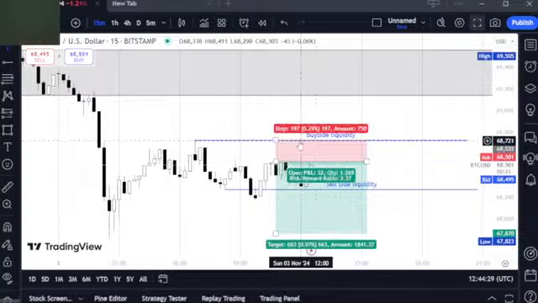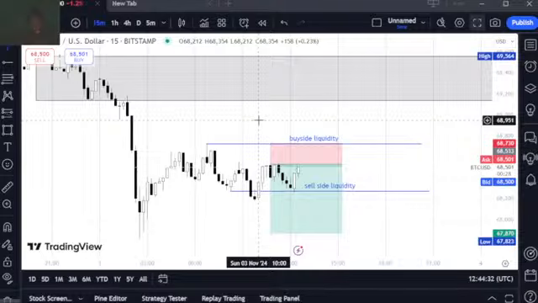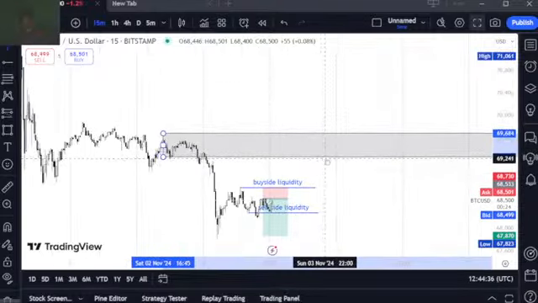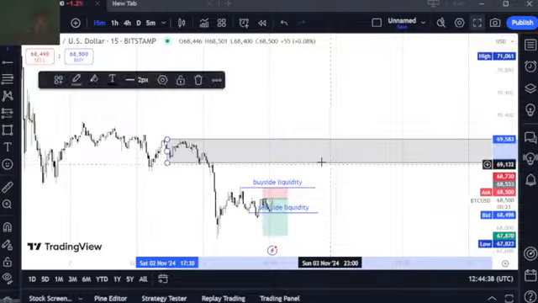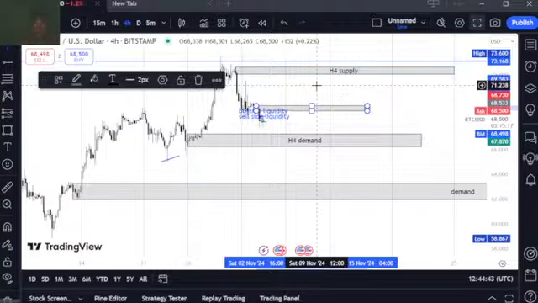Buy side liquidity. Yes, that's why I said the supply is very strong. Supply here is very strong, as you can see. On the 4-hour time frame, supply is very, very strong.